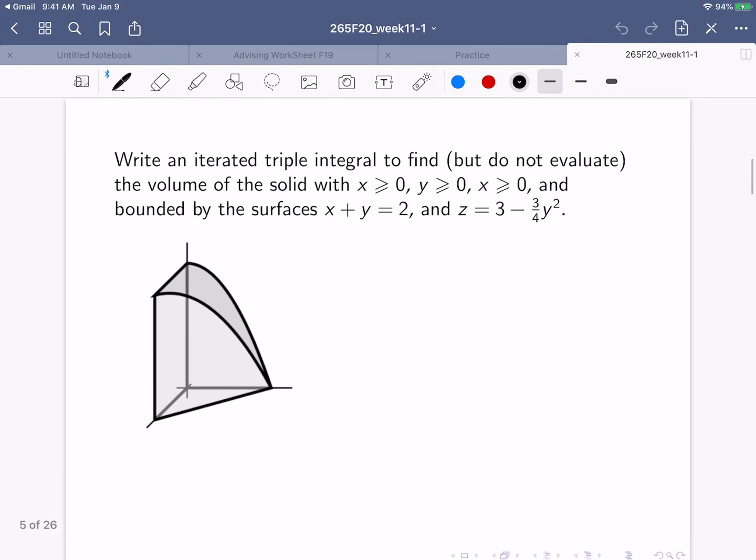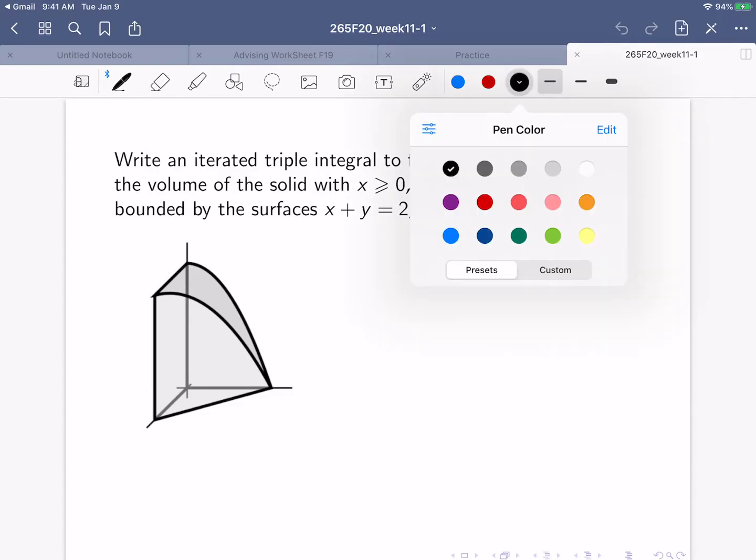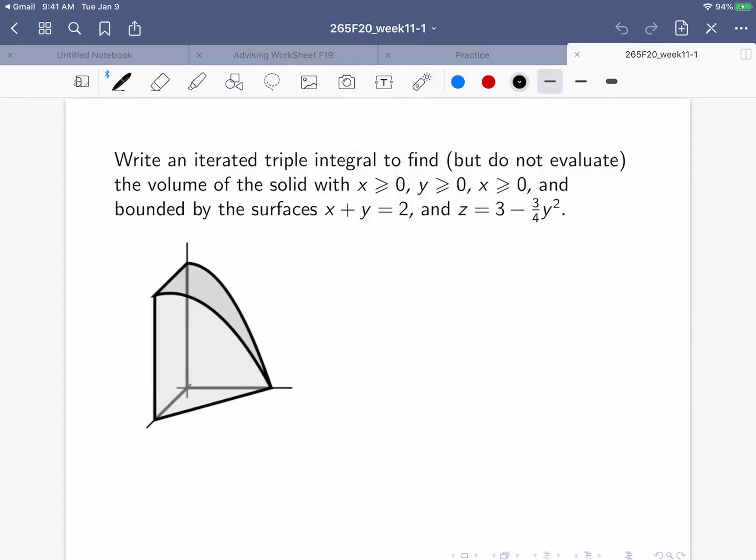All right, so let's take a look at this problem where we're asked to write an iterated triple integral to find the volume of the solid where all of x, y, and z are greater than or equal to 0 and bounded by the surfaces x plus y equals 2 and z equals 3 minus 3/4 y squared.